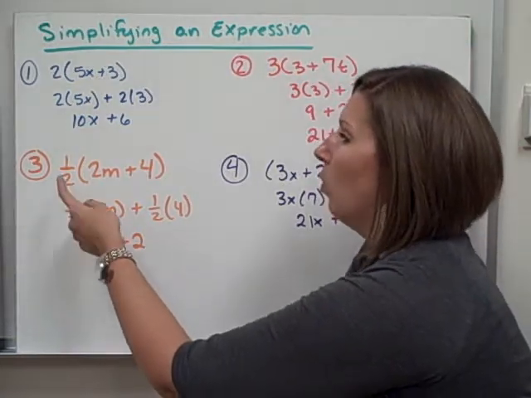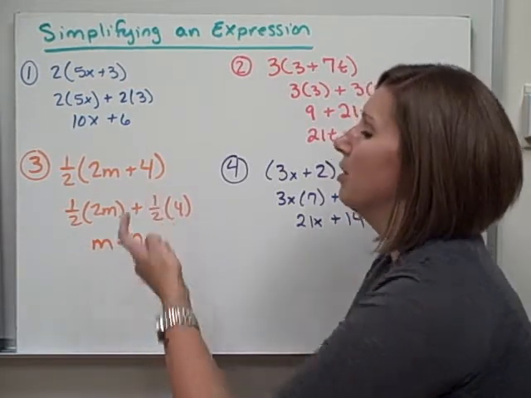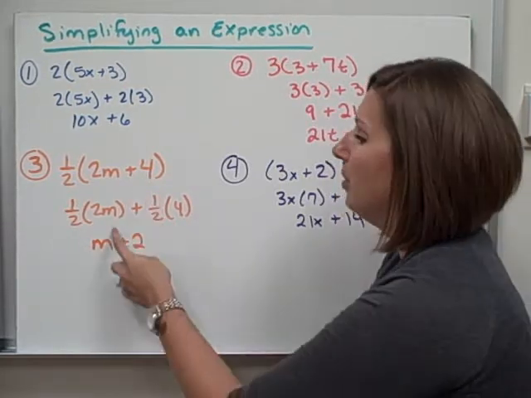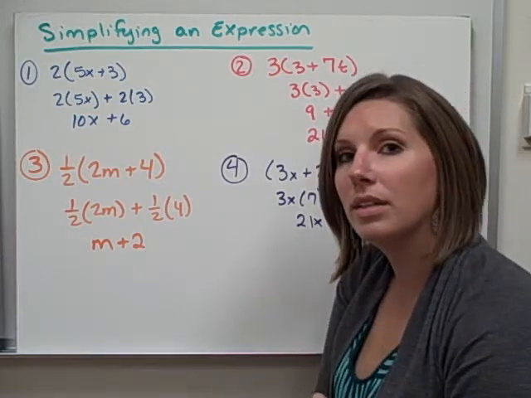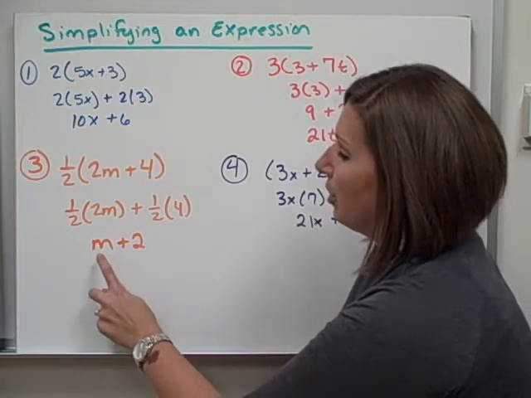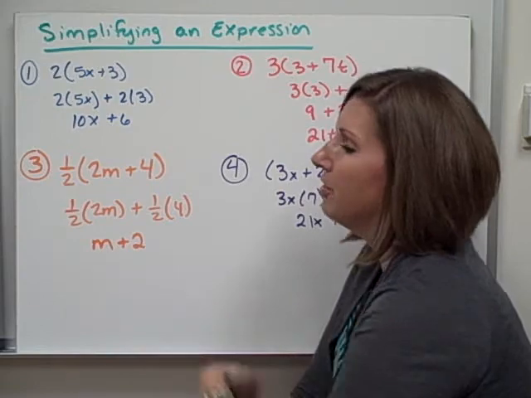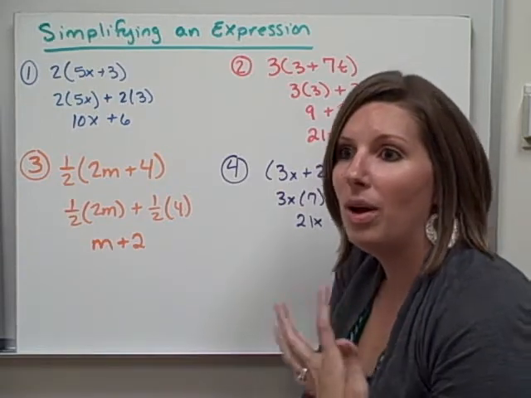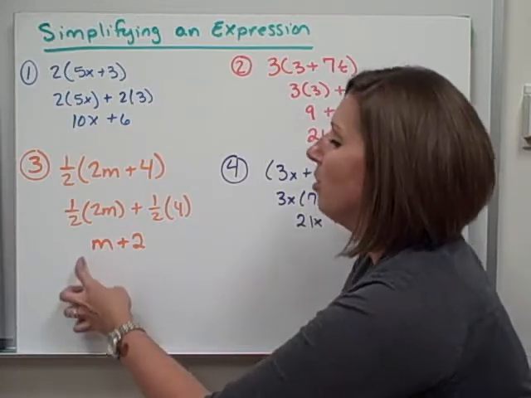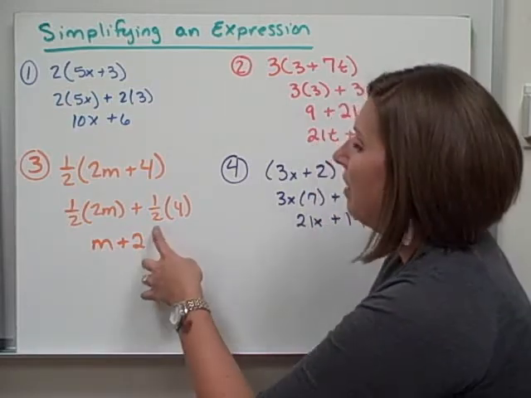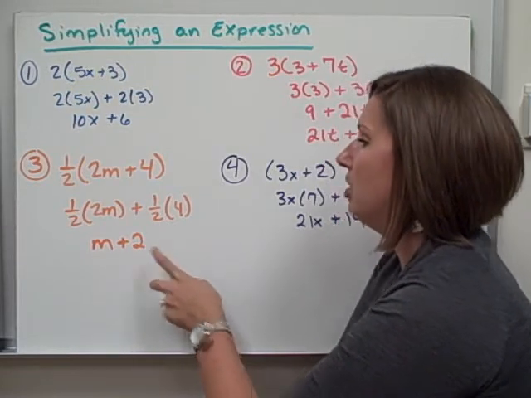Number 3, 1/2 times the quantity of 2m plus 4. So I'm taking half of 2m. Well, half of 2 is just 1. I'm just going to write that with the letter m. That's already understood that there's a 1m there, because we have 1m, but I just don't need to write the 1. And then half of 4 is 2. So my final answer is m plus 2.